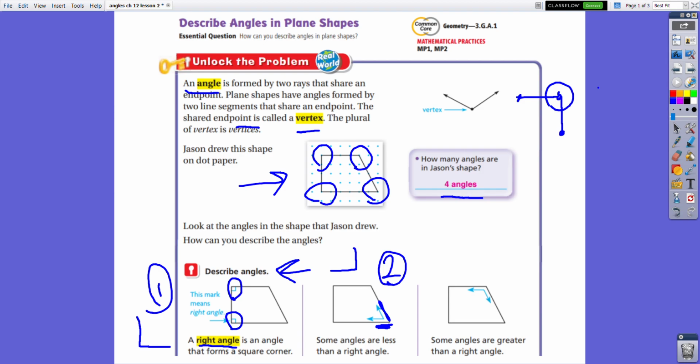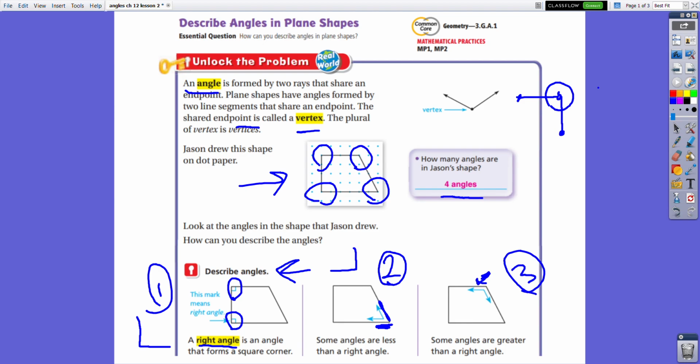Okay? Look at number 3. Look at this corner here. I'm talking about this corner. Look at this arrow here. So keep your eyes, please, on this corner. Look at this angle. Do you think this angle is a right angle? Does it look like a right angle?